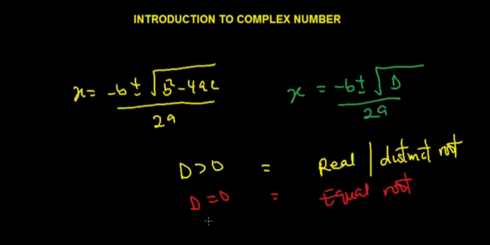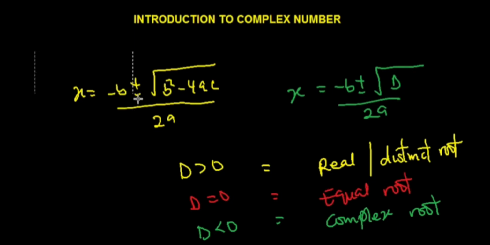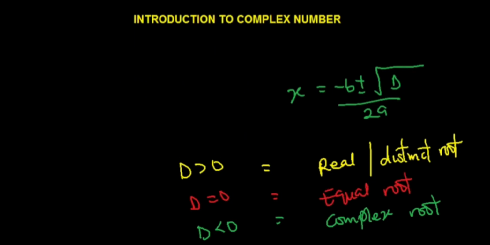Don't forget. But when your D otherwise is less than 0, probably you have a negative value, then you say you have a what? A complex root. And that's what we are dealing with in this video: complex numbers. As a complex root, we'll be having something like this: x is equal to minus b plus or minus square root of D over 2a. This is a complex root.